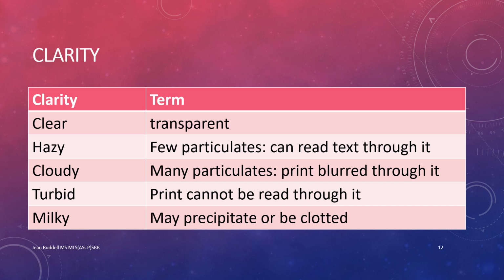A clear sample is transparent. A hazy urine has few particles and you can read through it. Cloudy is too many particulate and print is blurred through it. A turbid sample cannot be read through. A milky sample may precipitate or be clotted.